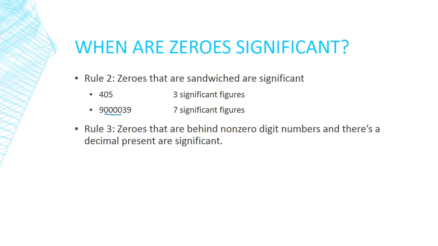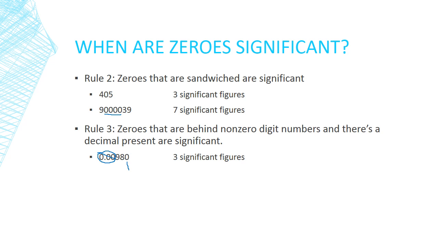Rule 3, any zeros that are behind a non-zero digit and there's a decimal anywhere in the number become significant. So let's look at some of those. Alright, so these zeros out front are not significant because they are not behind a non-zero digit. So none of these are significant.